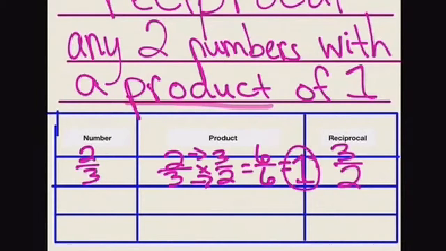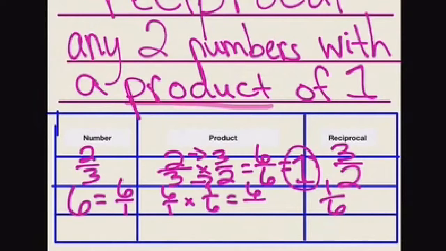Let's try another one. Let's say you were given the whole number 6. Well, first write that whole number as 6/1. Then we're simply going to flip it. And that's right, we get 1/6. Let's double check with multiplication. 6/1 times 1/6. 6 times 1 is 6. 1 times 6 is also 6. 6 divided by 6 equals 1.